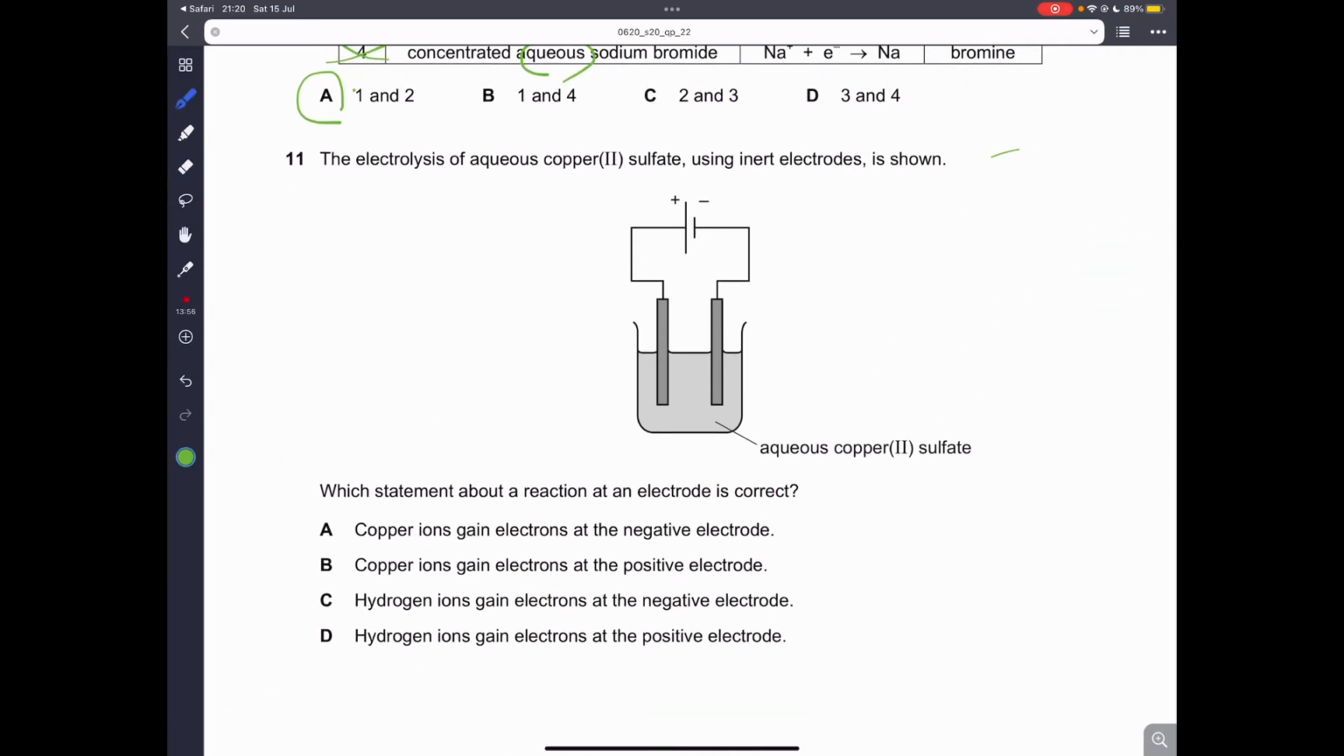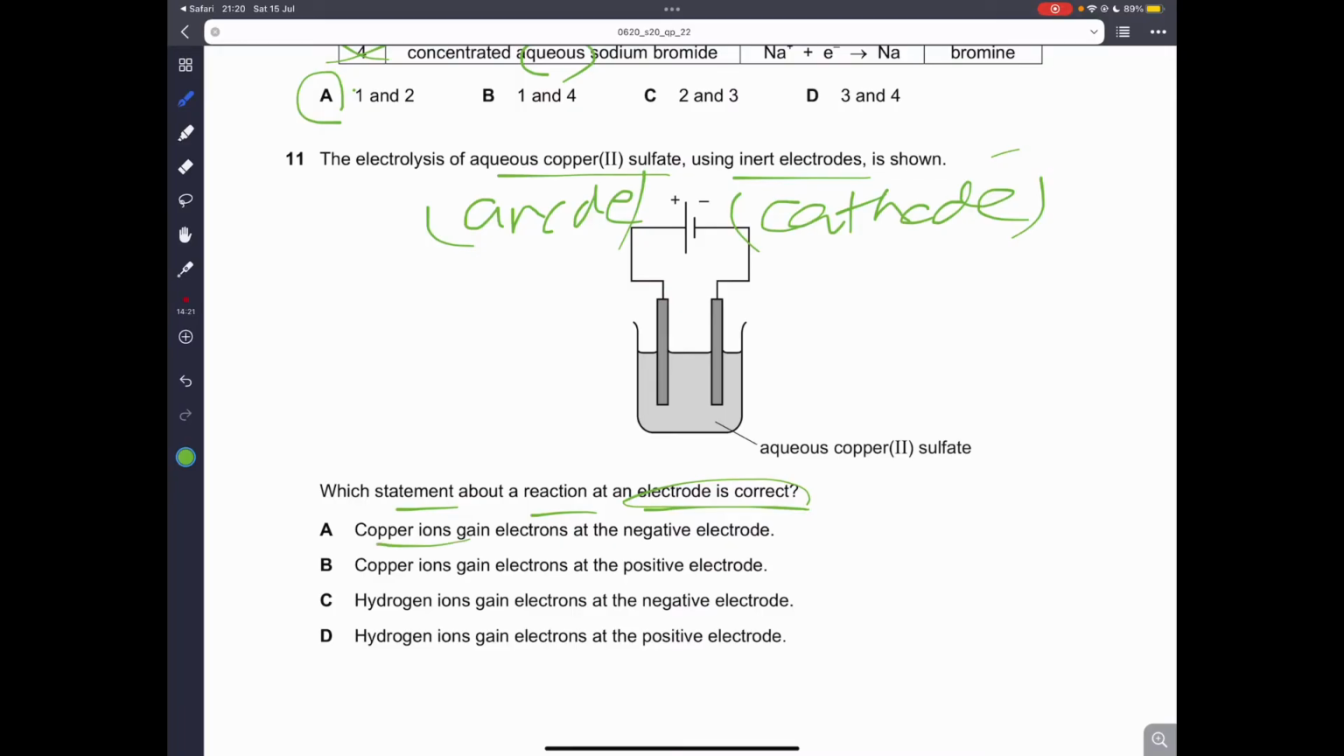Question number 11. The electrolysis of aqueous copper-2 sulfate using inert electrodes is shown. Which statement about the reaction at the electrode is correct? So you can see the positive and negative. The positive side is the anode, the negative side is the cathode in electrolysis, of course. Okay, so we have to know which reaction is correct. Let's see the first statement. Copper ions will gain electrons at the negative electrode.